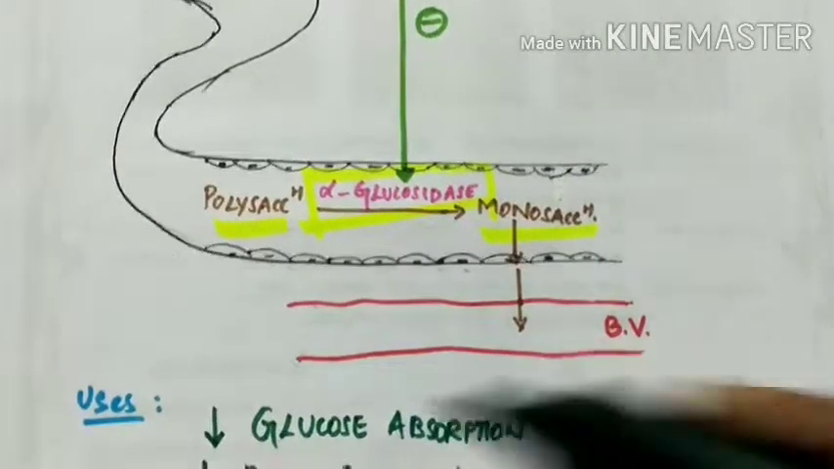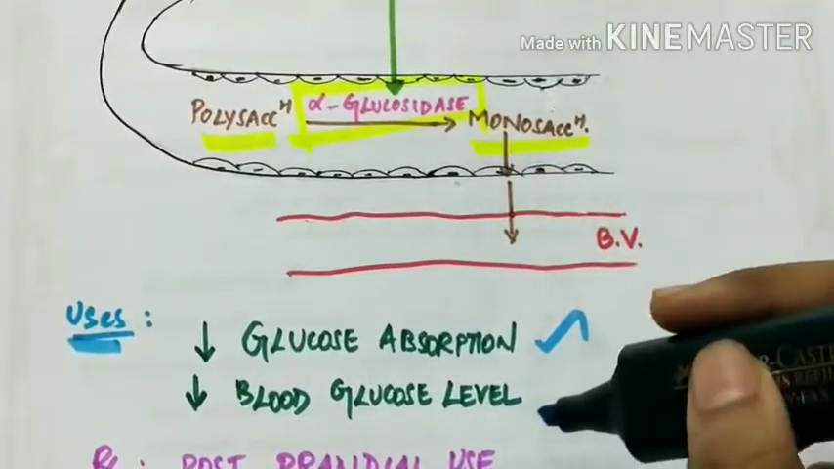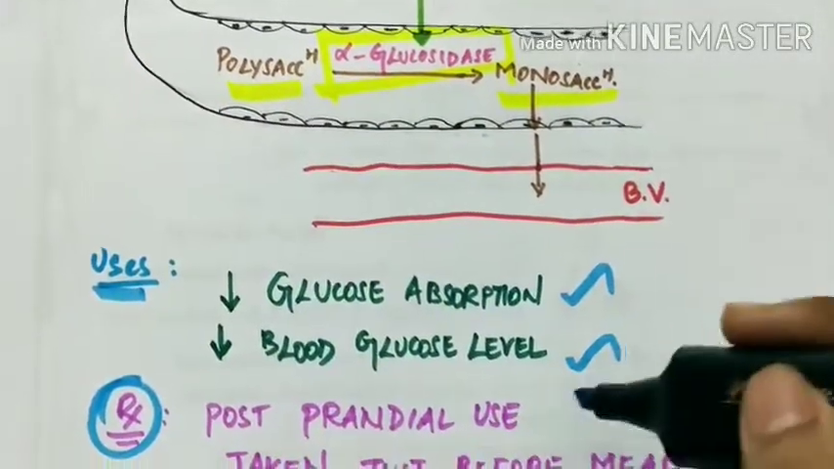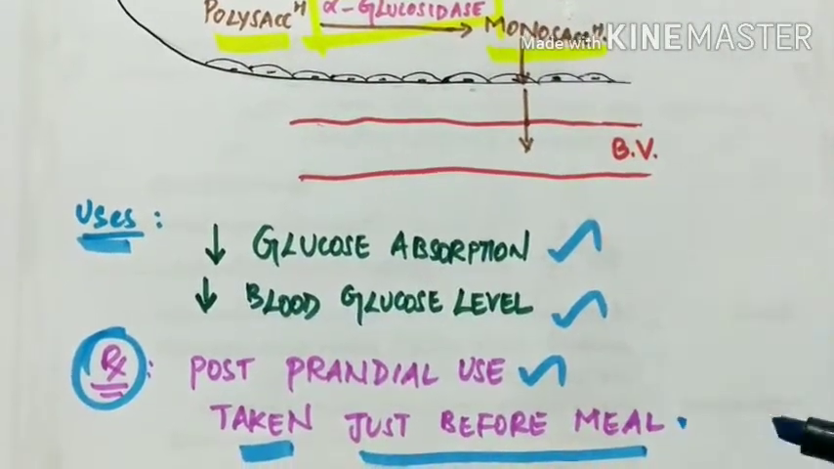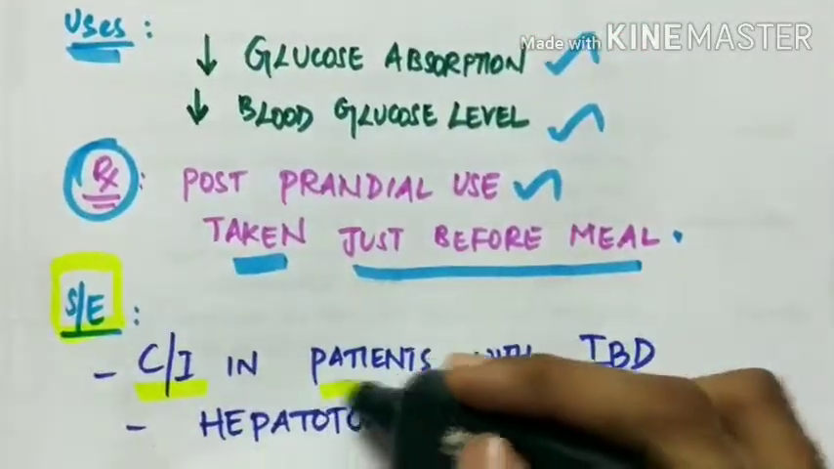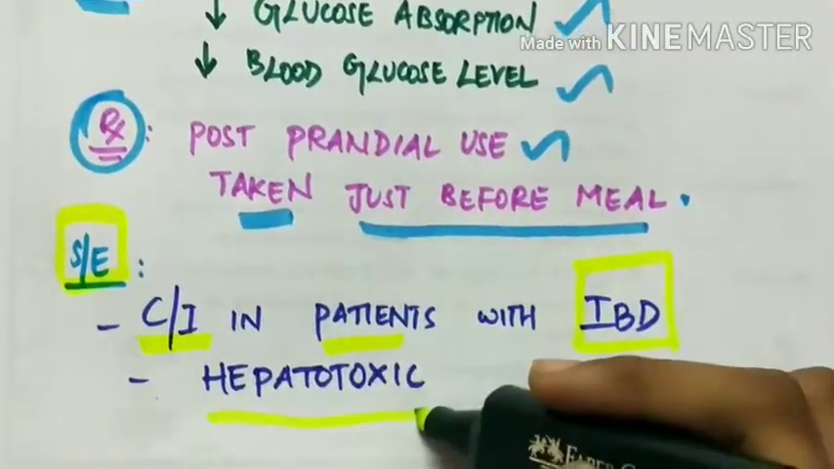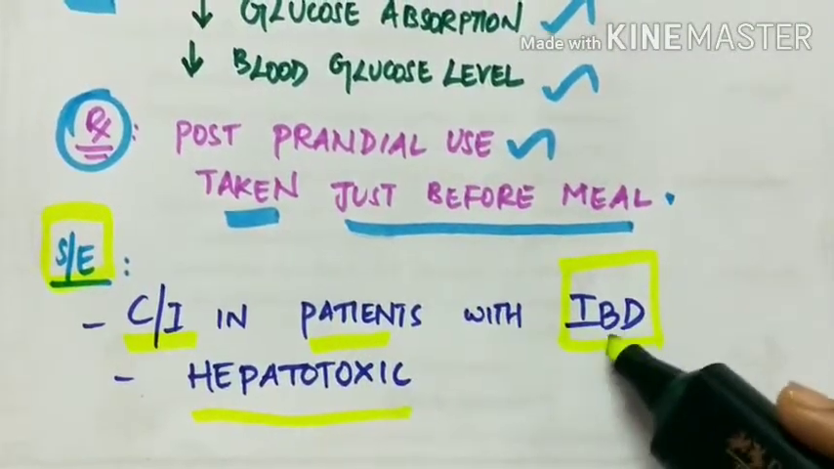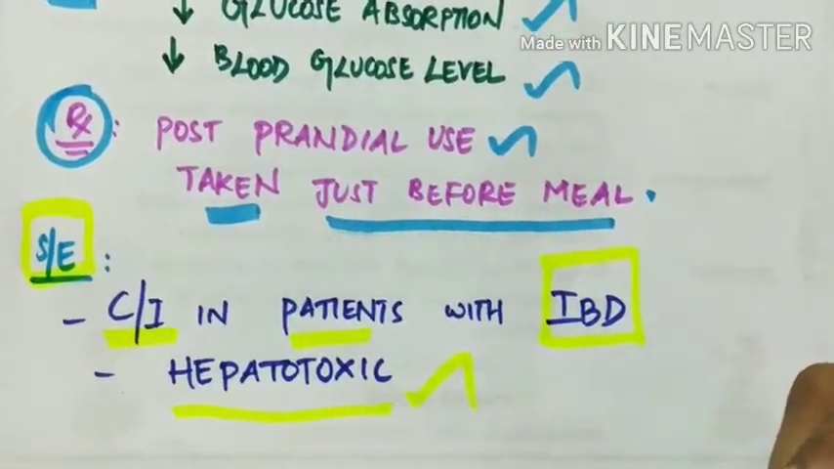The uses of these drugs: they decrease glucose absorption and thereby decrease the blood glucose level. They are used for the treatment of postprandial increase in blood glucose. So they are taken just before the meal. Side effects: these drugs are contraindicated in patients with inflammatory bowel disease, and they are also hepatotoxic. These are about alpha glucosidase inhibitor drugs.